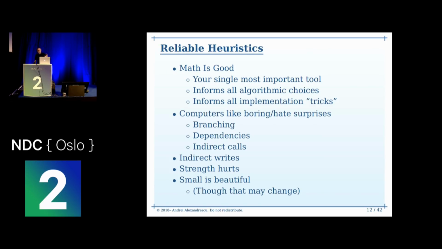Computers like boring. They don't like surprises. That was the top point. Indirect writes are slow. Strength hurts. When I say strength, I mean difficult operations, right? Division hurts more than multiplication. Multiplication hurts more than addition, etc. Small is beautiful. Small code, small data is beautiful, though that may change.